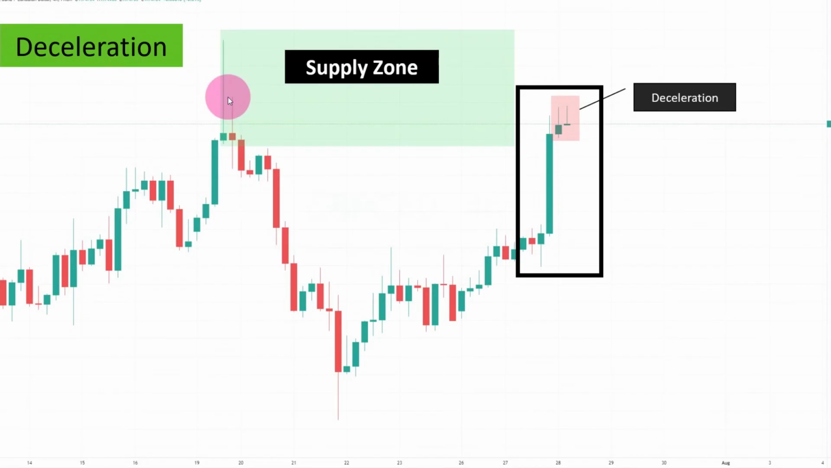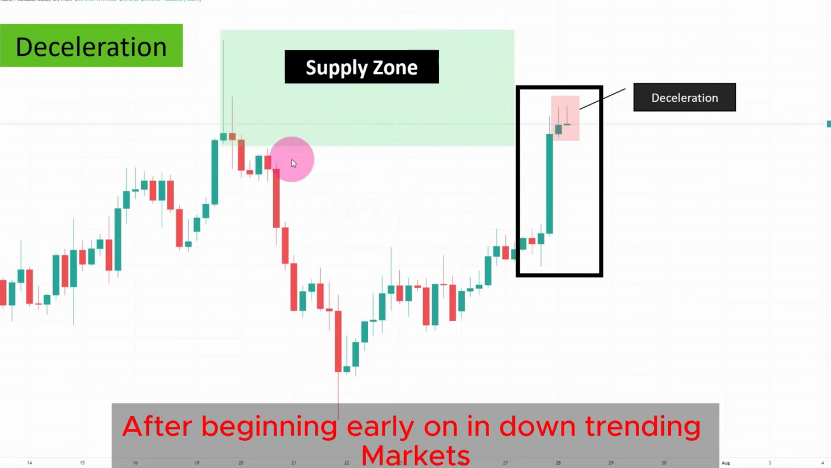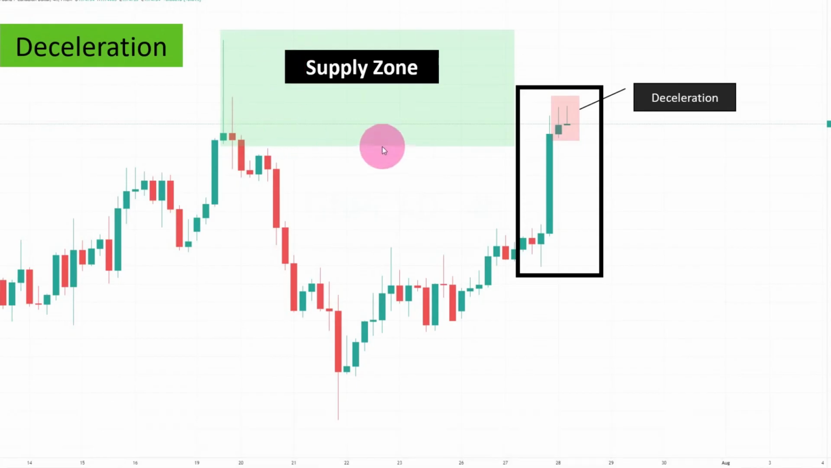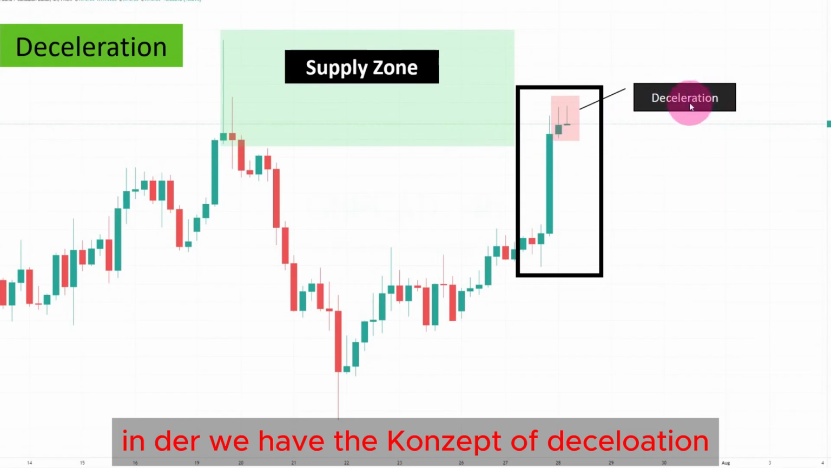Deceleration, one of my favorite topics, because it is very simple but powerful. So what do we have here? First of all, we have a supply zone, and I will come back to supply and demand trading in a moment. And supply zones often exist at the beginning, early on in downtrending markets. So in here, we have a supply zone, and the market dips into the supply zone again. And then we have the concept of deceleration.